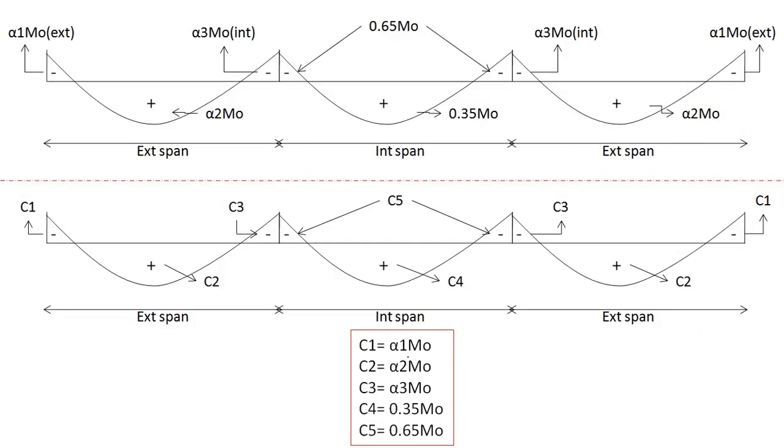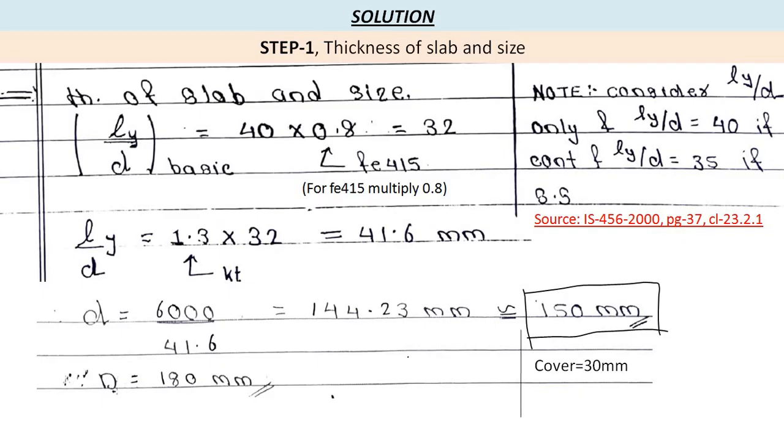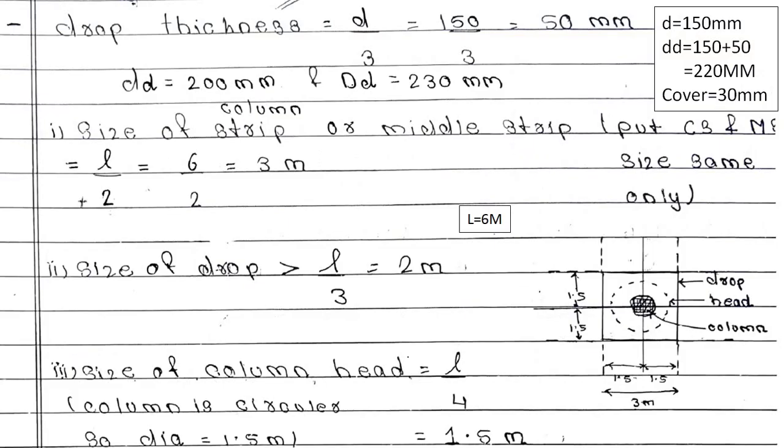Moving on, here the size of the column strip and middle strip we have found as 3 meters. Now we will see the size of drop. The size of drop should be greater than L by 3. L is 6 meters, so we have the size of drop as 2 cross 2 meters.